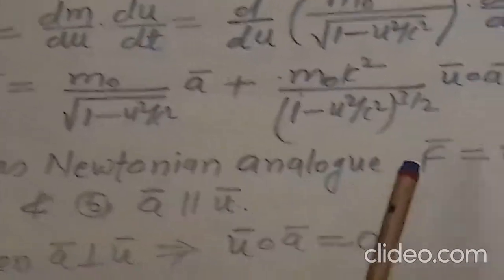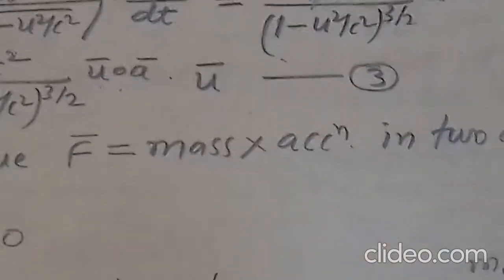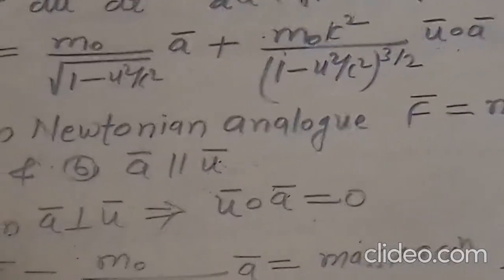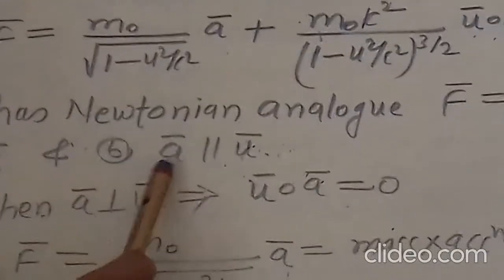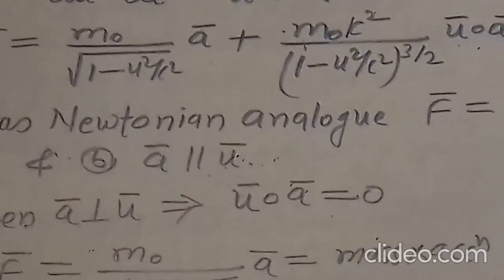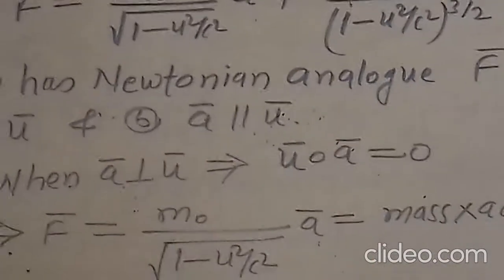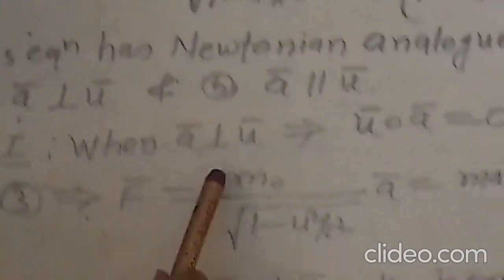Now this equation has a Newtonian analog, that is, the force F bar can be expressed in terms of mass into acceleration in two cases. The first case is whenever a bar is orthogonal to u bar, that is, perpendicular to u bar, and the second is when a bar is parallel to u bar. In the first case, when a bar is perpendicular to u bar, their dot product is 0. Whenever the dot product is 0, from equation 3 the second term vanishes, and we get F bar equal to m naught divided by under root of 1 minus u square by c square into a bar.